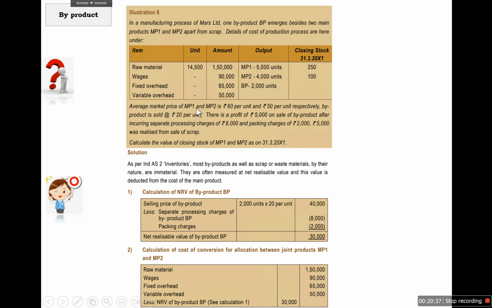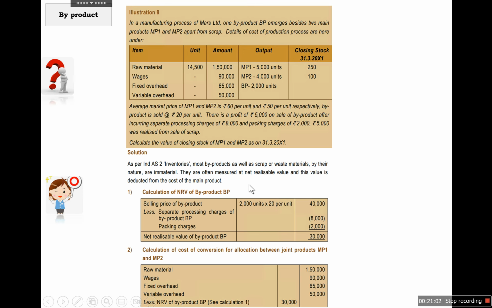The average market price of MP1 and MP2 is given as 60 and 50. The by-product is sold at 20 rupees per unit. There is a profit of 5,000 on sale of by-product after incurring separate processing charges of 8,000 and 2,000. 5,000 were realized from the sale of the scrap. So we need to calculate the value of closing stock of MP1 and MP2.